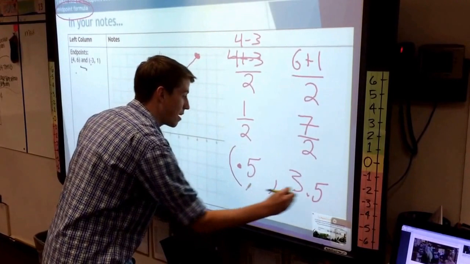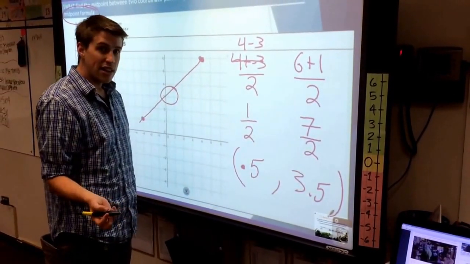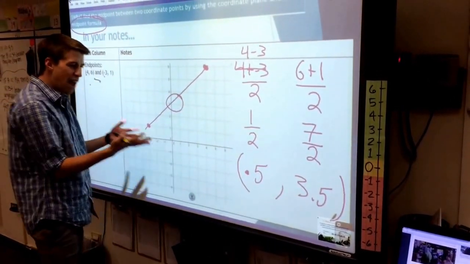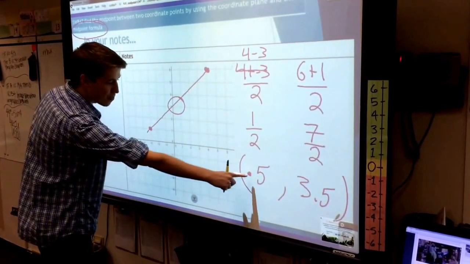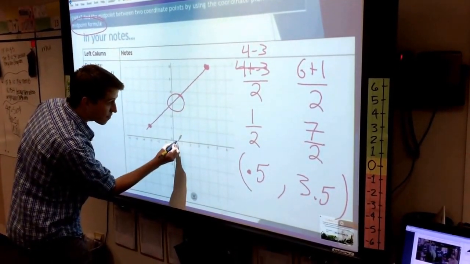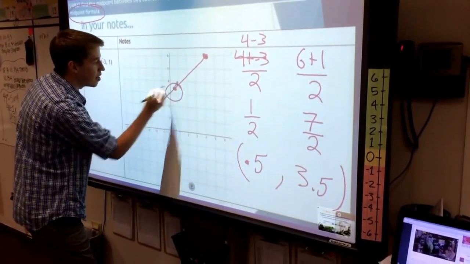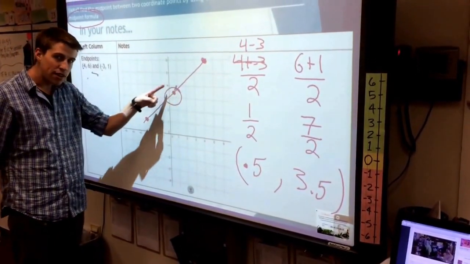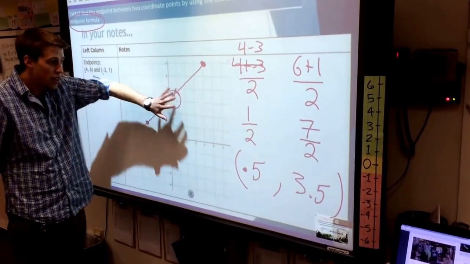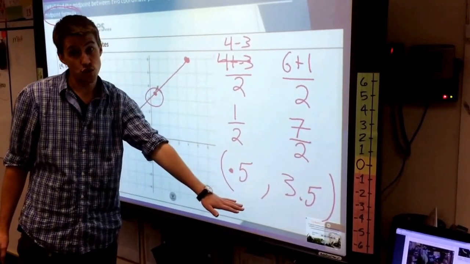And down here I'm just going to make that into a nice coordinate grid. Now let's see if our answer kind of matches what we see here. Our x is at 0.5, so if I go 0.5 and then up 1, 2, 3, 0.5. Just where we estimated, it looked like that was near the middle. The algebra proved that was true.